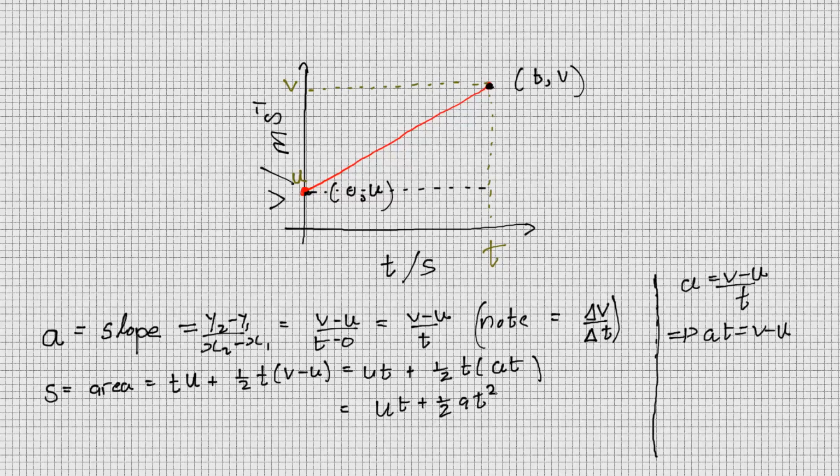So again, nothing too surprising here. We're getting our usual formulas for situations where we have objects starting at u, accelerating with a uniform acceleration of a, and ending their journey after t seconds at a velocity of v. And that answers this question here.